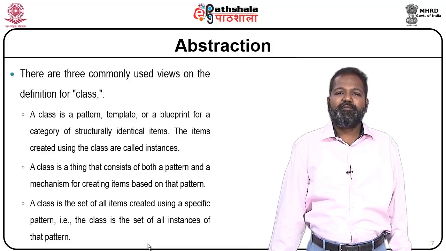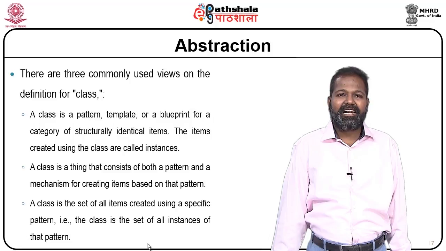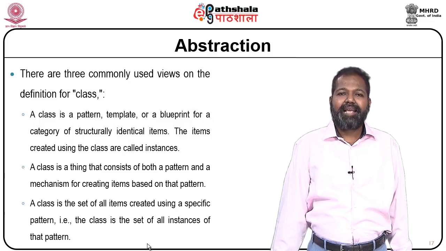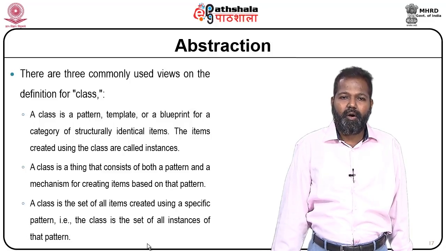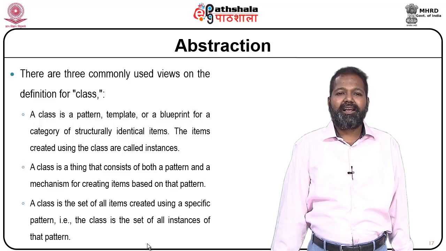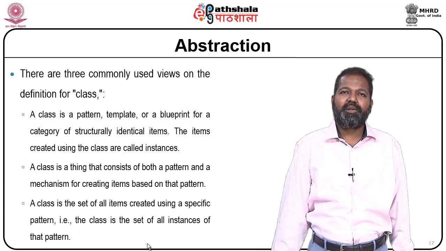There are three commonly held views on the definition of class. A class is a pattern, template or a blueprint for a category of structurally identical items. The items created using the classes are called instances. A class is a thing that consists of both a pattern and a mechanism for creating items based on that pattern. A class is the set of items created using a specific pattern. That is, the class is the set of all instances of the pattern.